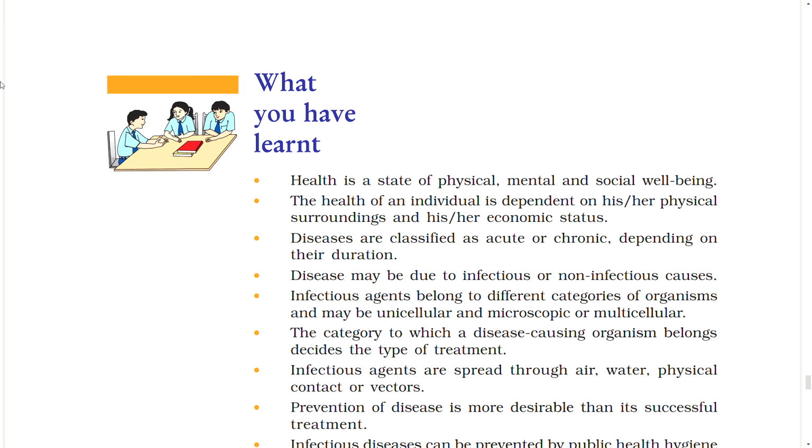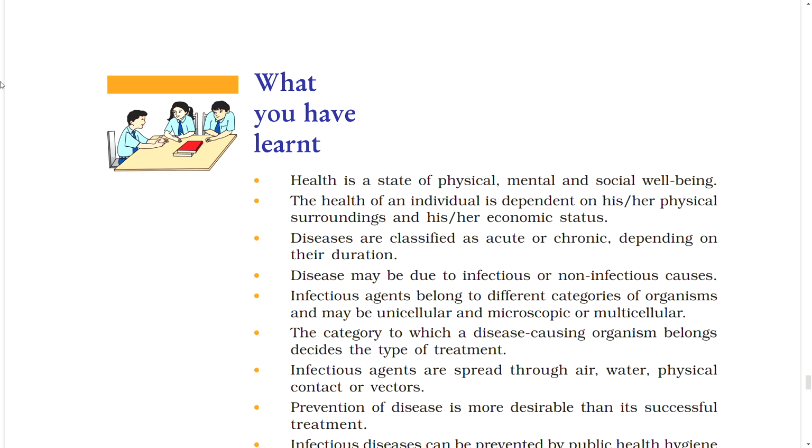What you have learnt. Health is a state of physical, mental, and social well-being. The health of an individual is dependent on his or her physical surroundings and his or her economic status. Diseases are classified as acute or chronic depending on their duration. Disease may be due to infectious or non-infectious causes.